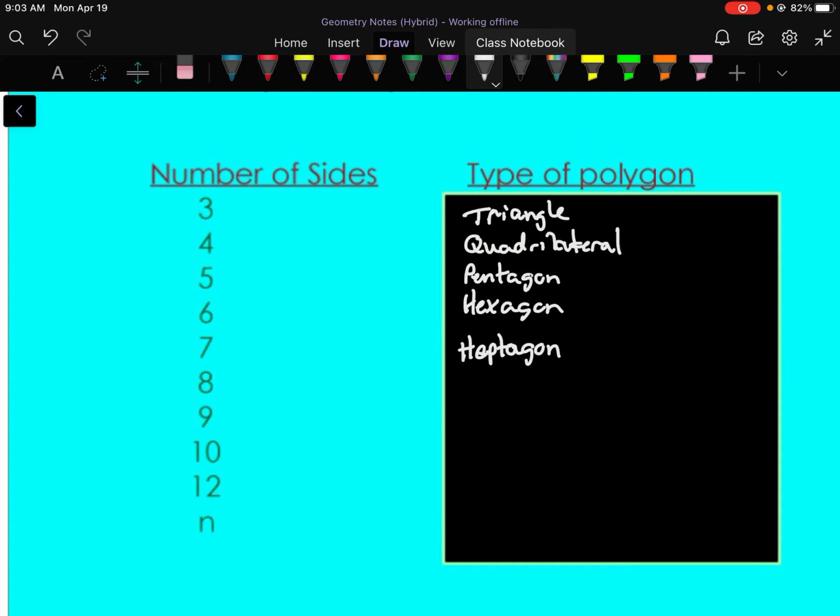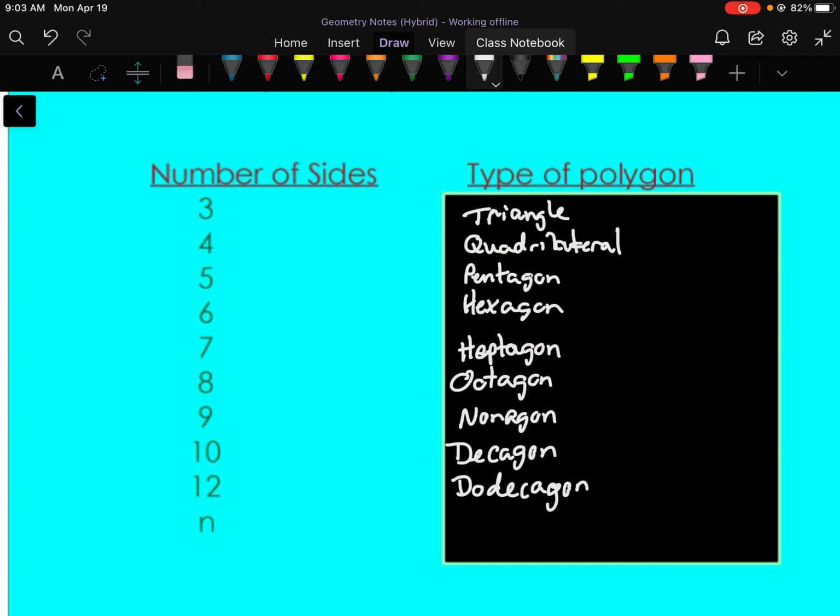8 sides, octagon. 9 sides would be a nonagon. Not a very common polygon. 10 sides, we call that a decagon. Then we skip 11, we go right to 12, and that is a dodecagon.